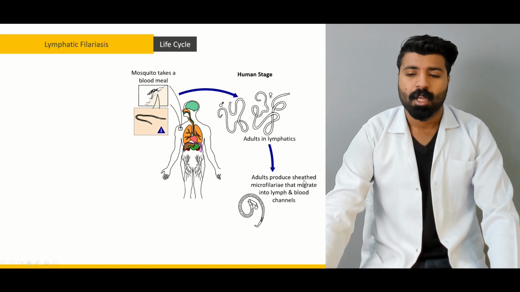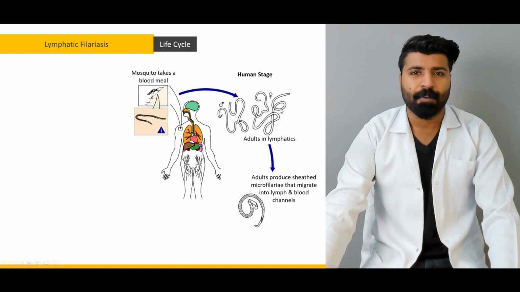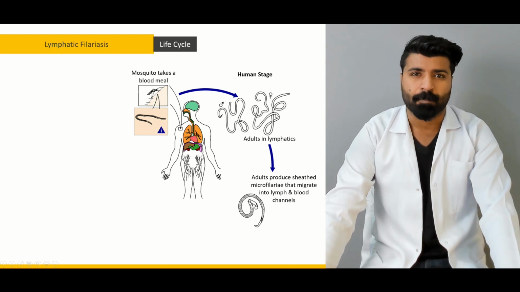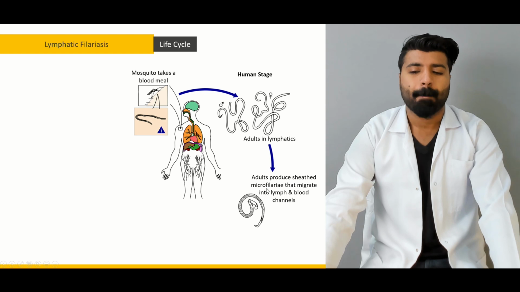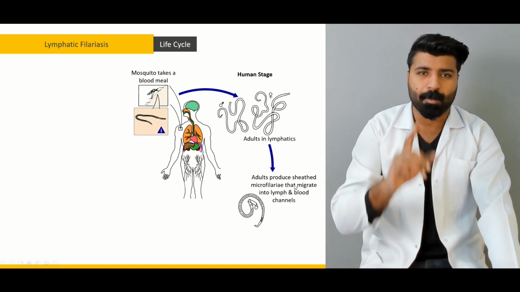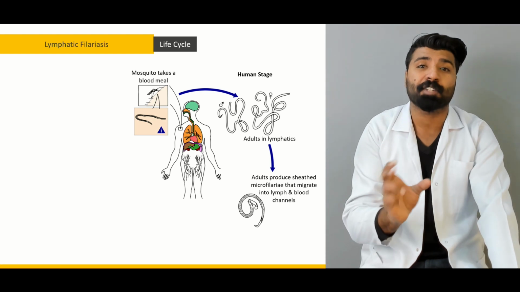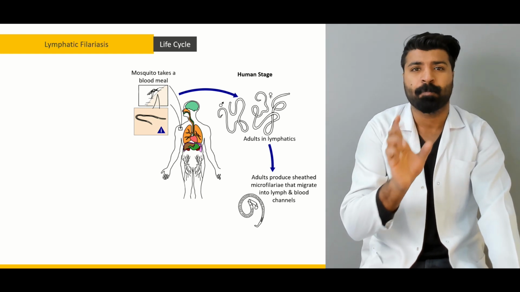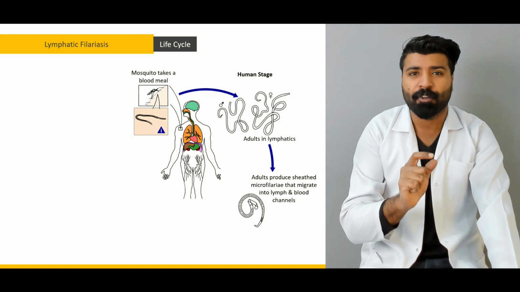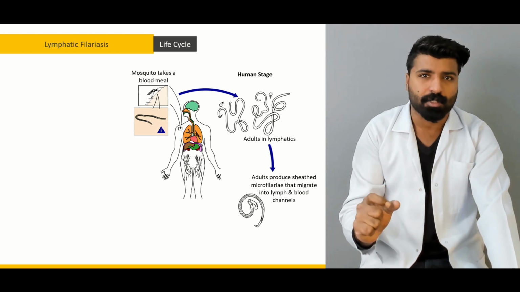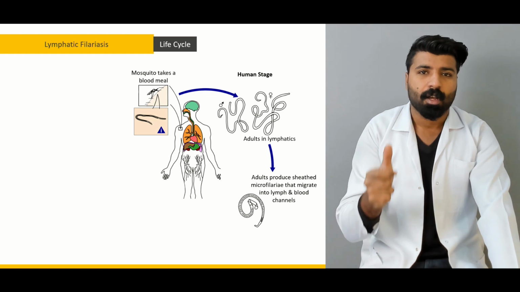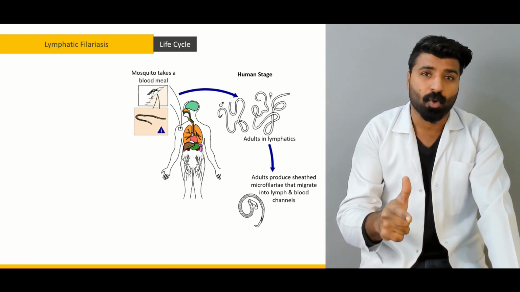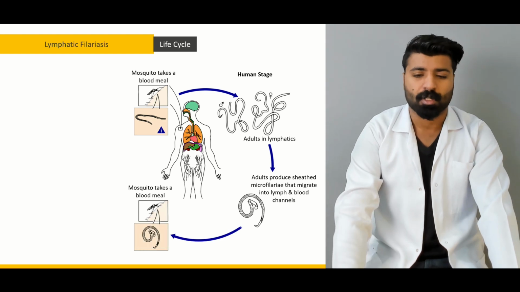Now, adults produce sheathed microfilaria that migrate into lymph and blood channels. So these adults, male and female, are present in your lymphatic system, and they produce sheathed microfilaria. In most cases you will see them written as MF. You have to understand MF stands for microfilaria. In further lectures, there are multiple instances in which MF is written. Now that microfilaria is going to migrate into lymph and blood channels. Those blood channels give off the blood to the mosquito, and that's how they go into the mosquitoes.